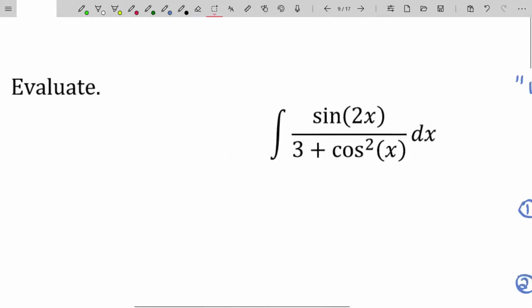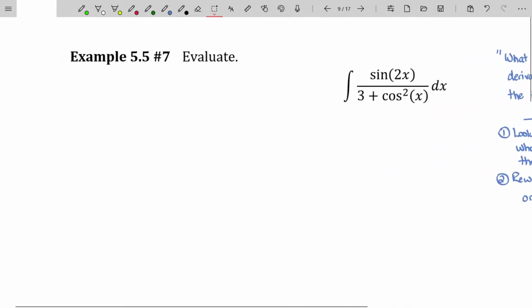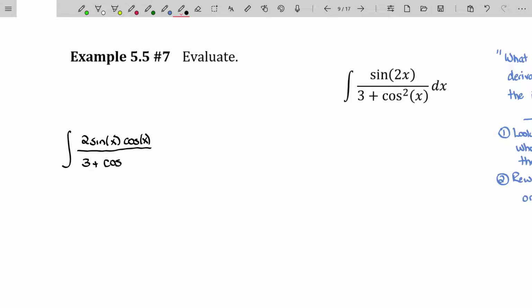Now, I'm not saying this is wrong, but this is a great example to showcase that going down a path, one path might be longer than another. So let's suppose that we use the trig identity here. Let's say that we use the fact that sine of 2x is 2 sine of x times the cosine of x. Let's just pretend that you did that. And the denominator is still 3 plus cosine squared of x. And then you have this dx. And you look at this and you say, okay, I'm going to do a substitution. Now, my advice with substitution is try to let u equal the largest expression whose derivative might also be there.